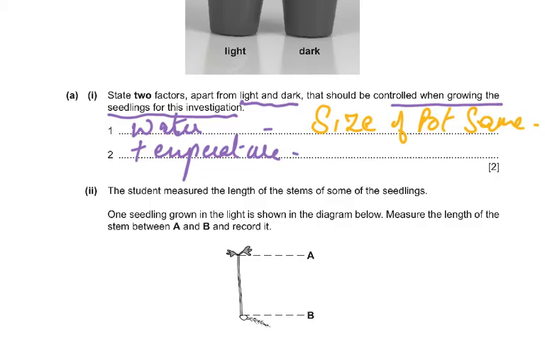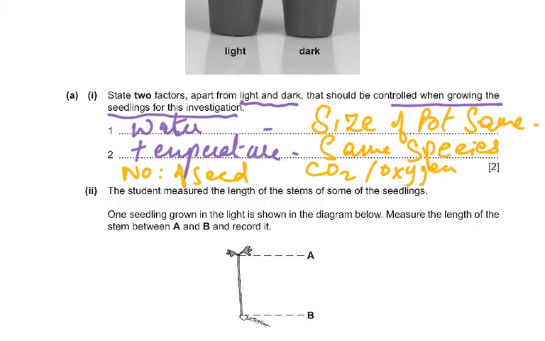Then you could have said also same species. All the seeds must be the same species. You can't have in one pot something else and then the other pot something else. Then the number of seeds. So if you put 10 in one, then you should put 10 in the other as well. If you put 20, then you put 20 in the other. And then of course the next thing was carbon dioxide or oxygen.